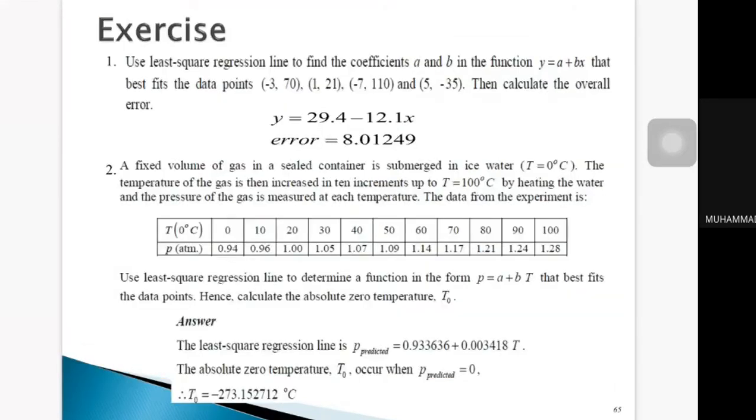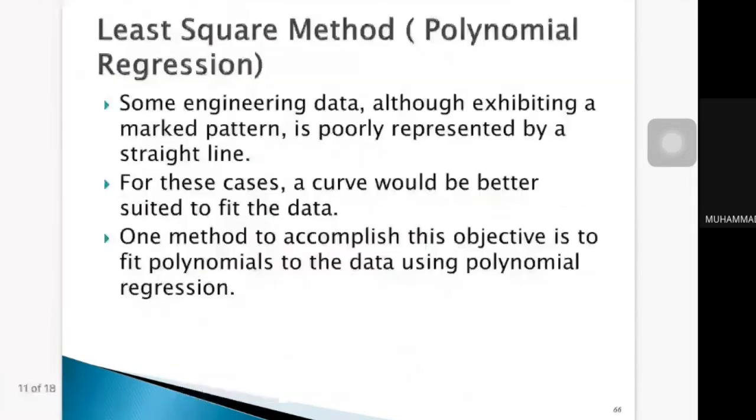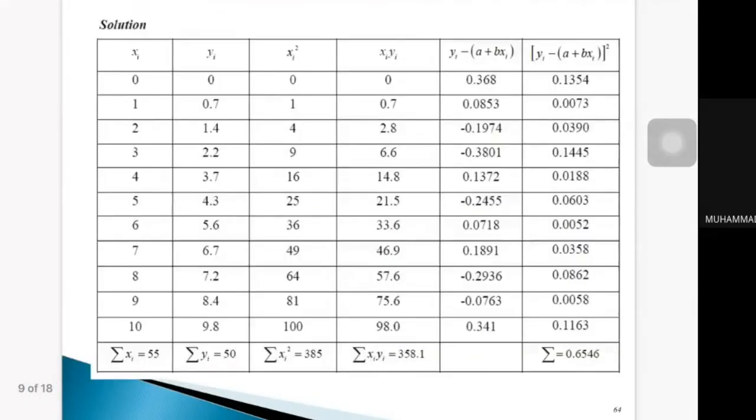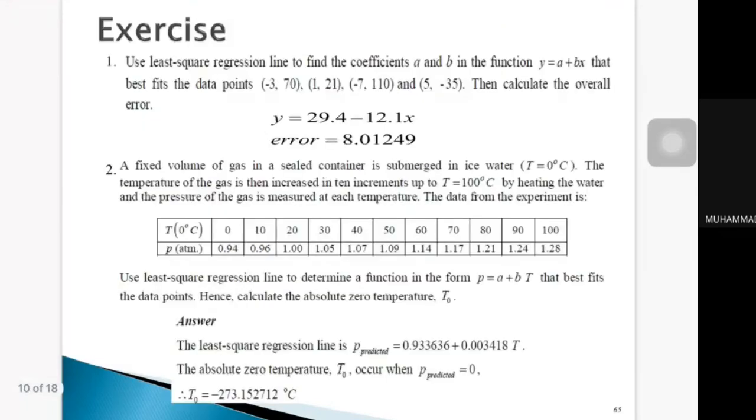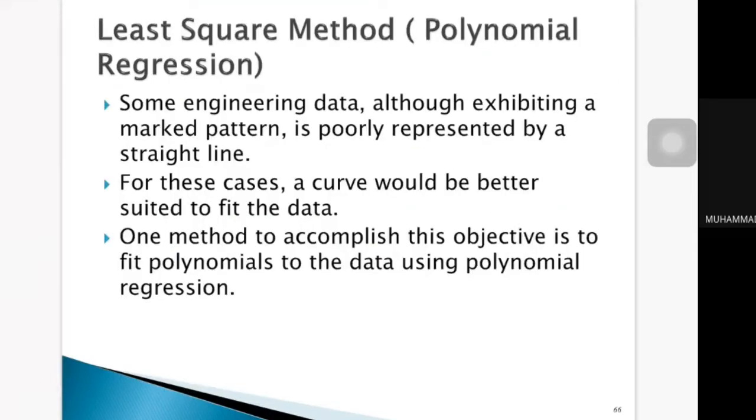So now let's look at this exercise, or maybe you can try later. You can refer to this example that we just discussed. Then you can try exercise number 1 and 2. Check whether you get the same answer. Okay, next is the least square method, polynomial regression.